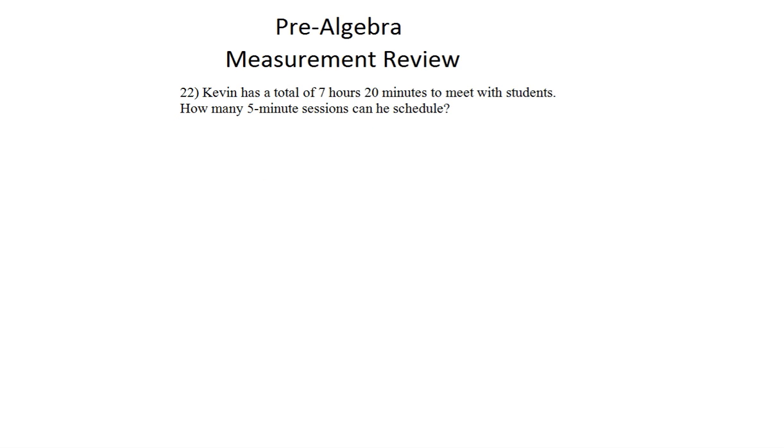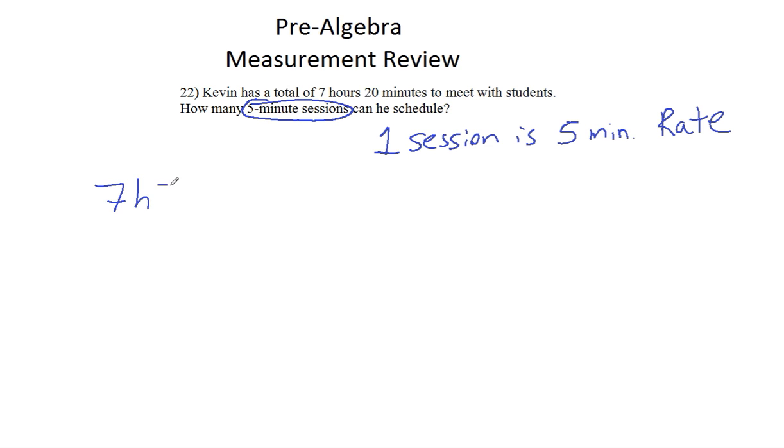Instead, I'm going to look at this as a rate. 5-minute sessions, we're saying that 1 session is 5 minutes. Every single session is 5 minutes, which means this is a rate. Wow, that was a really ugly R. Let's try that again. This is a rate, a little bit better, comparing the number of sessions to the number of minutes. So I could take 7 hours 20 minutes times the rate. It's going to be 1 session on the top, and time on the bottom, because I want to match the time that I started with here.